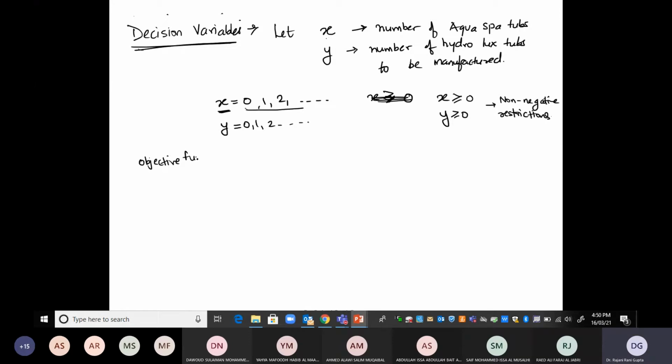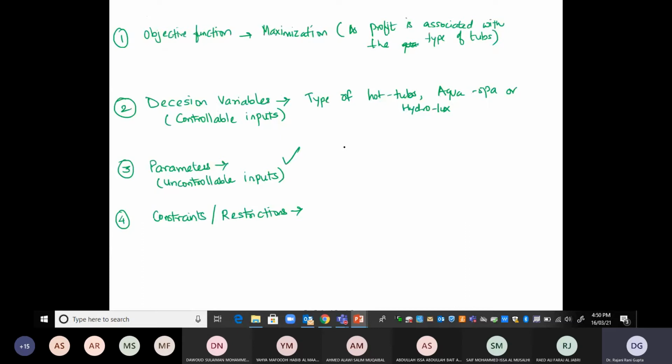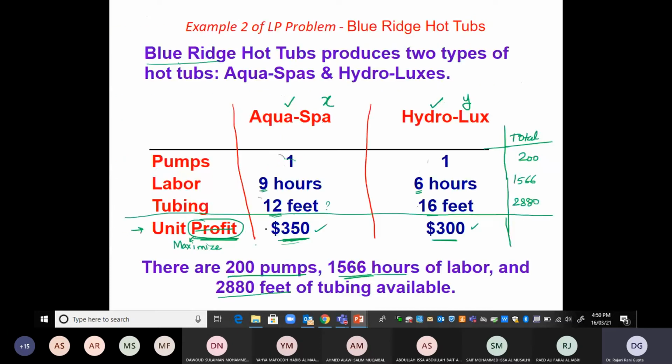So as we can see from this slide, the objective is to maximize the profit, right? One Aquaspa tub will give you a profit of $350. How many tubs are you going to manufacture? X. So the profit will be 350 times X, right? Similarly, one Hydrolux tub gives you a profit of $300. How many tubs are you going to produce? Y. So it gives you a profit of 300Y.